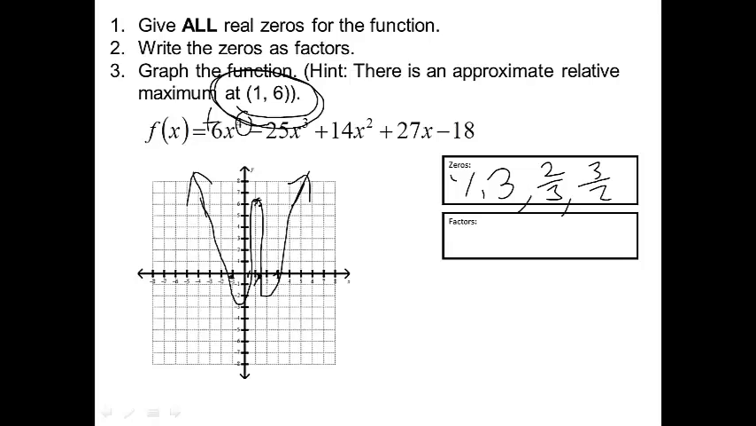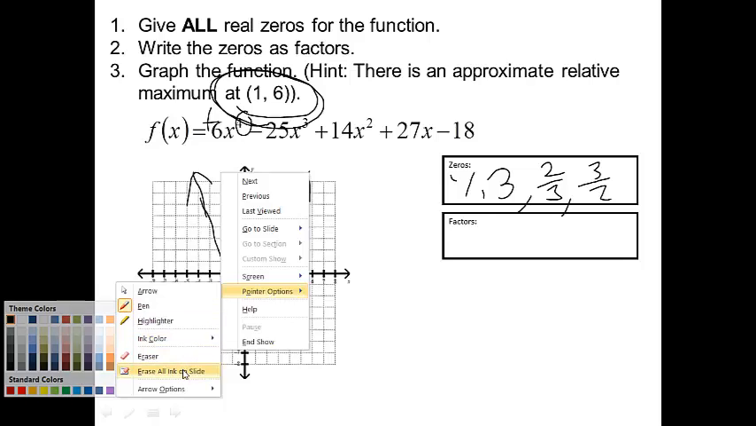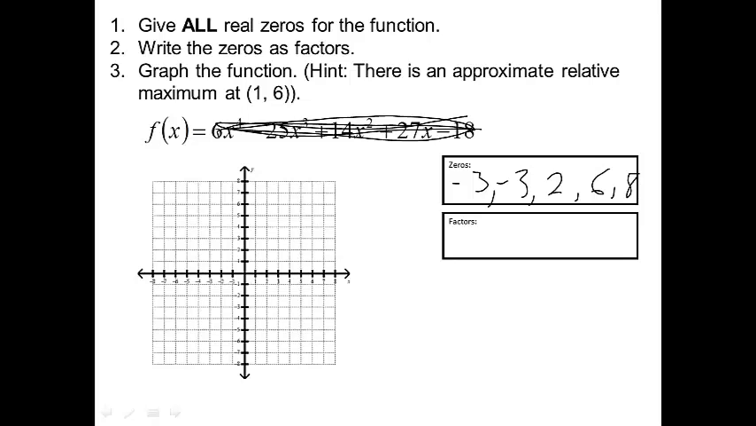Just so that you know, let's redo this here. That's the whole problem, but let's graph a different one. Let's see here. Erase ink. Let's say instead of this function here, we had -3, -3, 2, and 6. Let's go one more. How about 8?